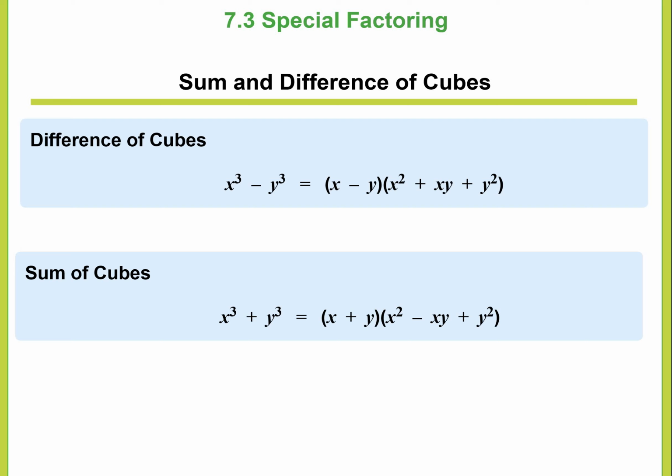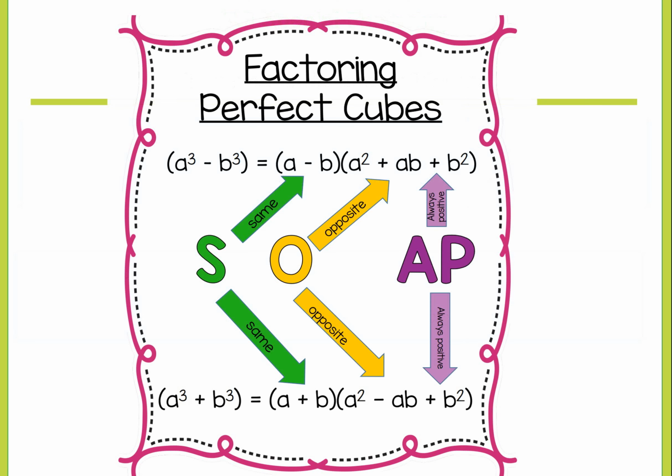So let me go. If you need to copy this down, pause it, and I'll unpause and go to the next slide. Here is how you remember factoring perfect cubes. So the first parentheses is going to have the cube root of both of them, so in this case, a minus b. And it's going to be the same sign as the binomial. So if it's a difference, that's a minus. If it's a sum, that's a plus.